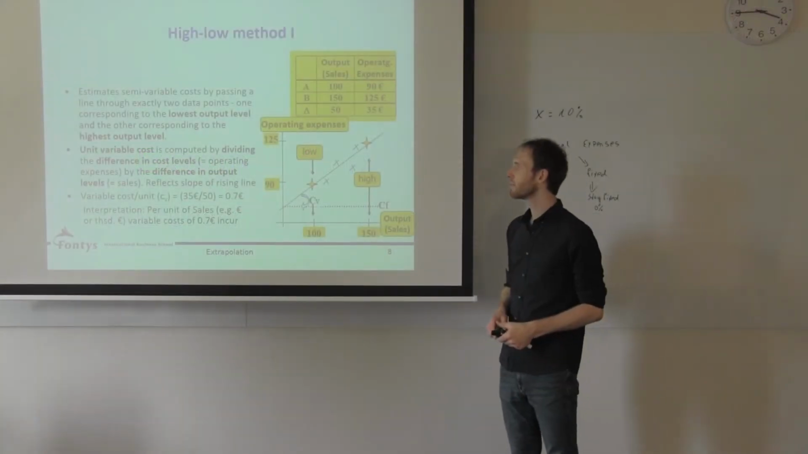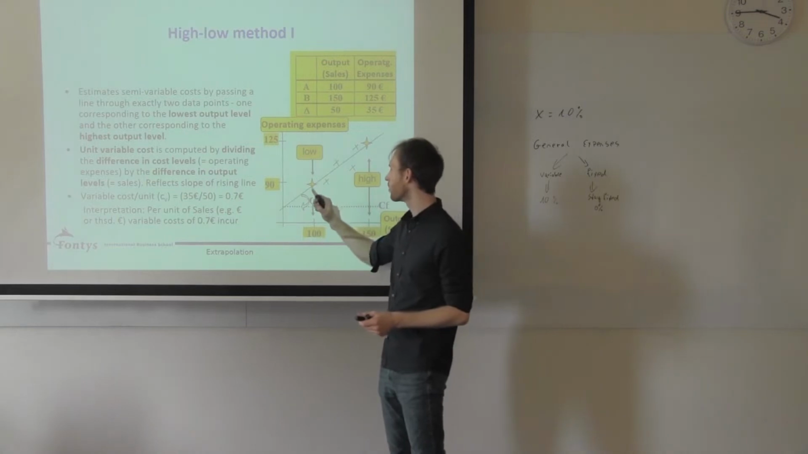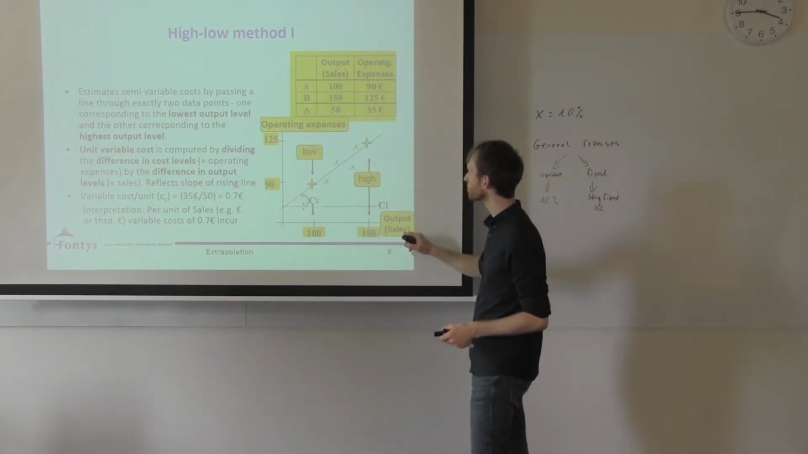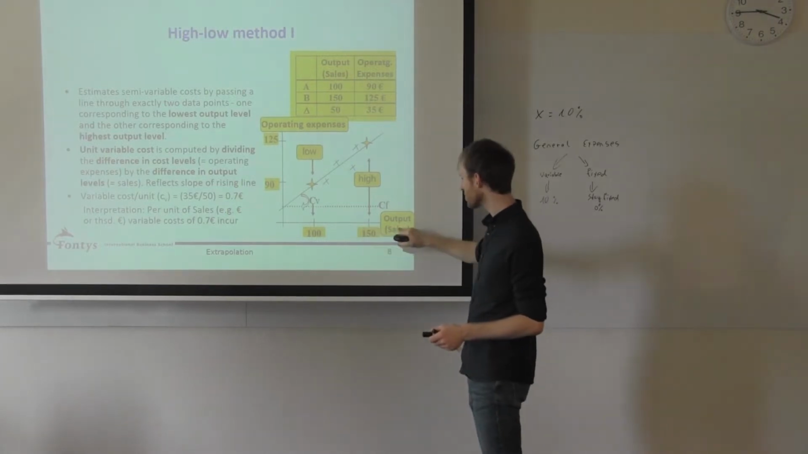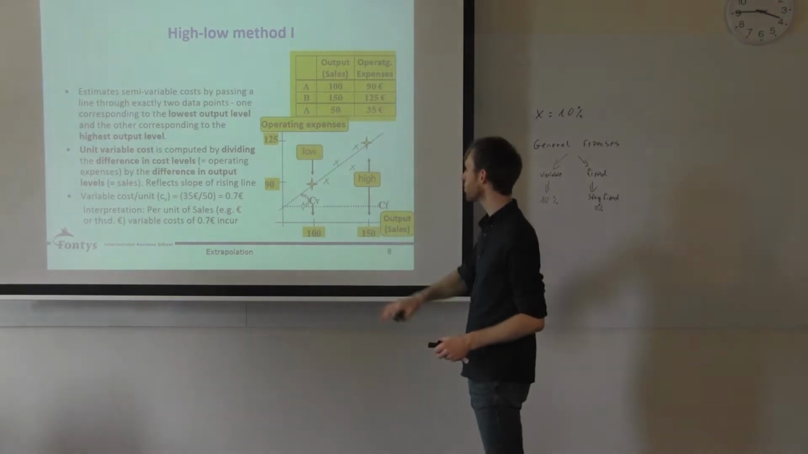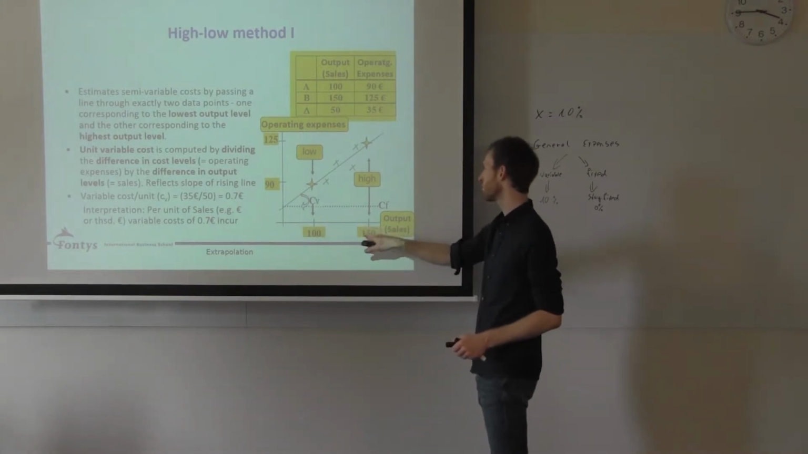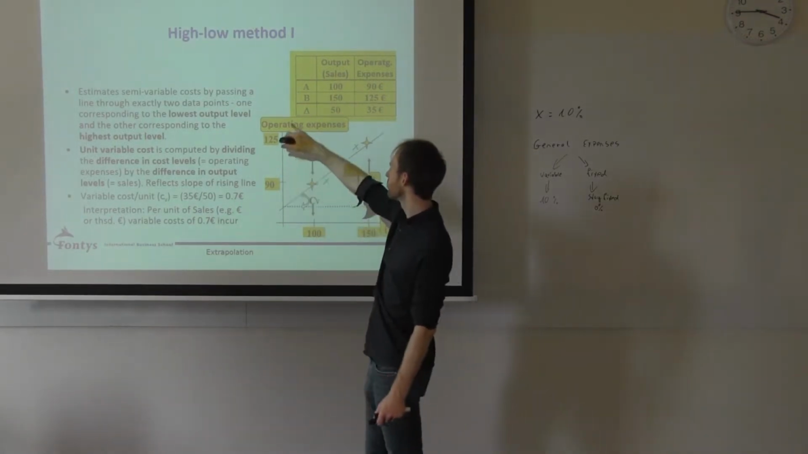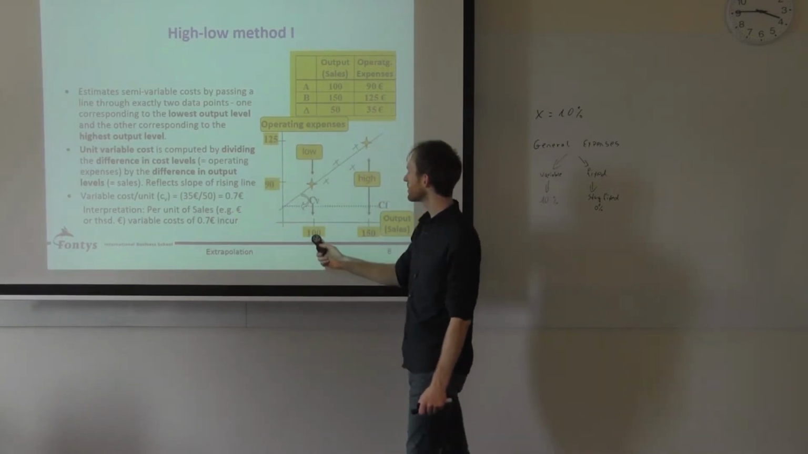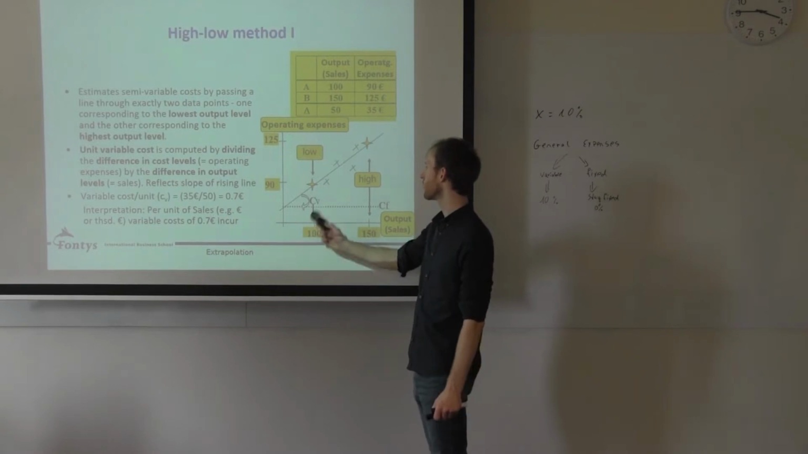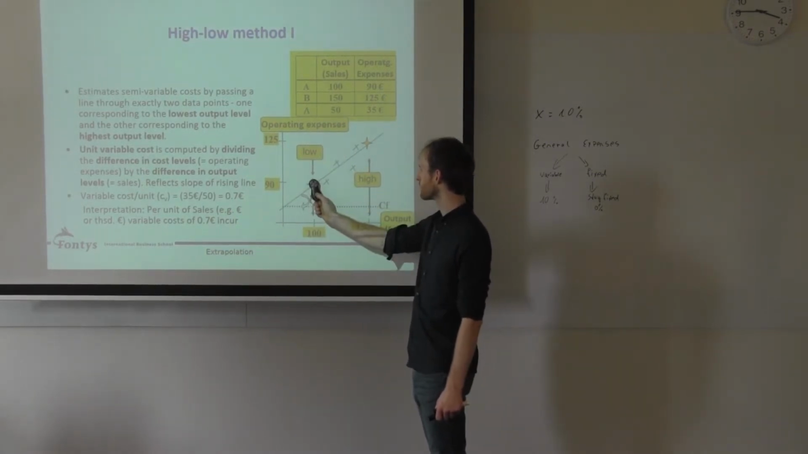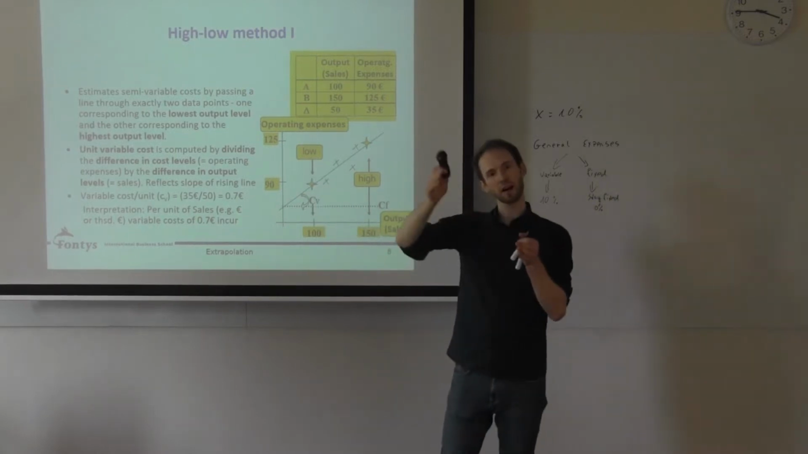High-low method basically means we take the lowest point in our observation. So let's say, again, this is the sales output, so the sales turnover, 100 million, 150 million, and certain operating expenses, 90 million, 125 million. Let's say at 100 million turnover, we have 90 million operating expenses. That's the lowest point. We take the lowest point and the highest point.